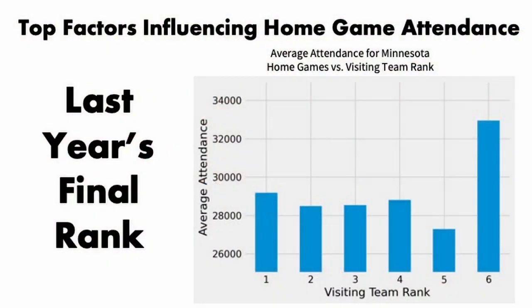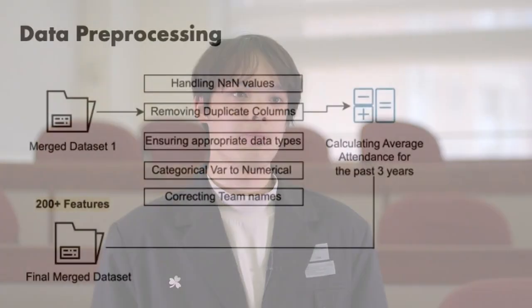But things become more interesting if we consider the final year's rank. The x-axis is the visiting team ranking. The lower the value, the stronger the team, and the y-axis is the Minnesota Twins average attendance. Through the graph, we can observe that the fans of the Minnesota Twins are more likely to attend the game when the Minnesota Twins are playing a relatively weak team. Which actually fits our intuition that people are more likely to go to the match when the team they support has more chance of winning. And now next, Gary will talk about data preprocessing.